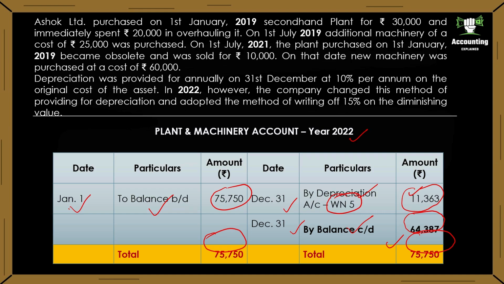From 2022 onwards, we are going to charge depreciation under the WDV method only, taking the book value for every year and finding out the depreciation on the book value. So now we have completed the prospective method of depreciation for changing from the SLM method, that is the straight line method, to the WDV method.